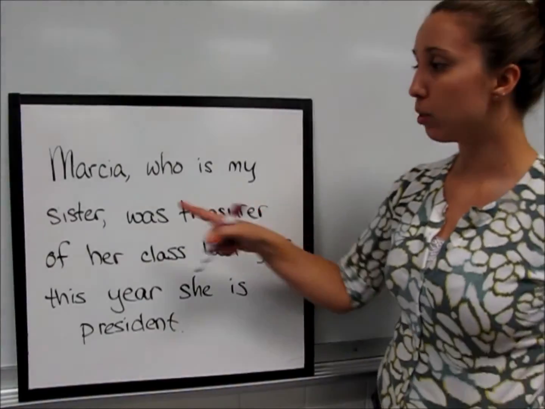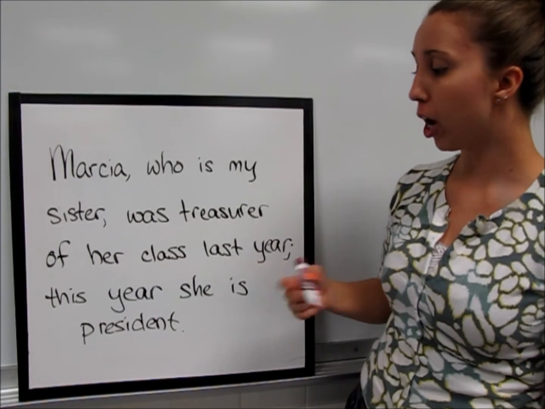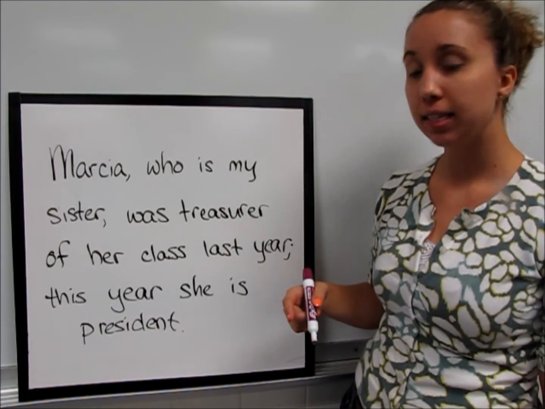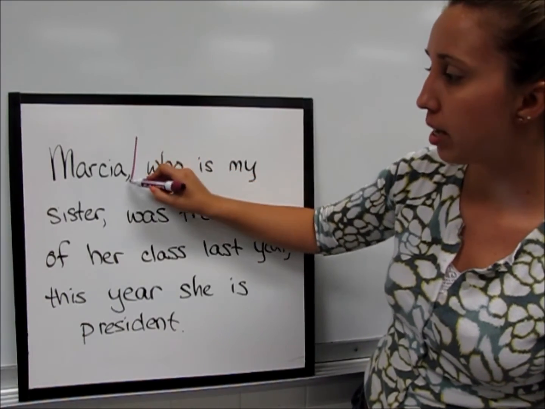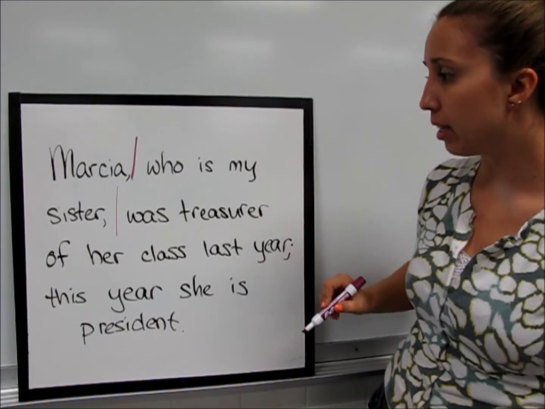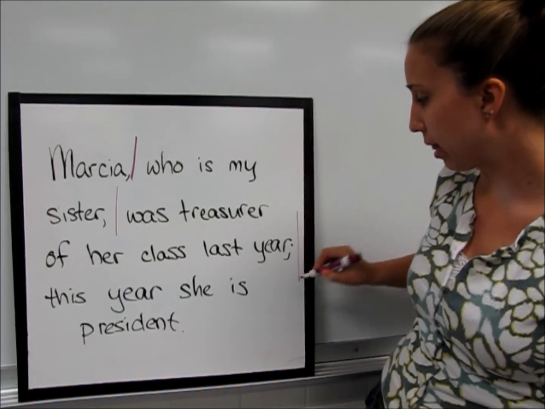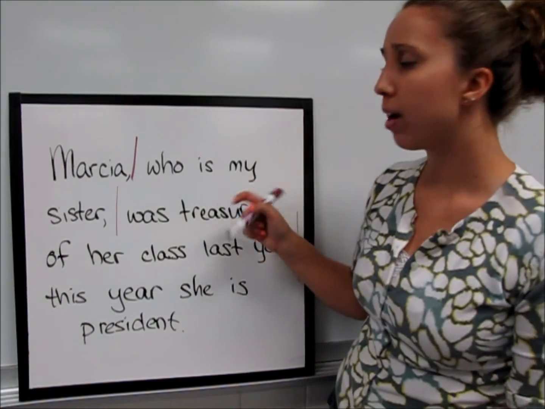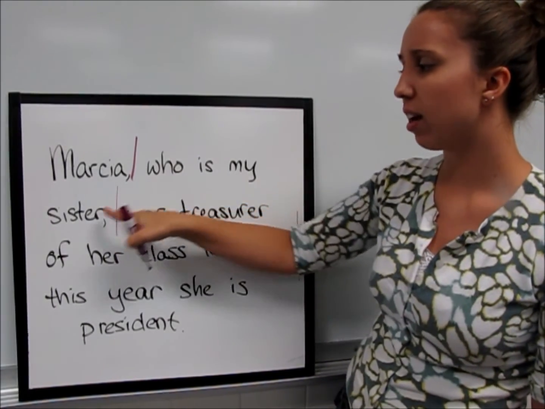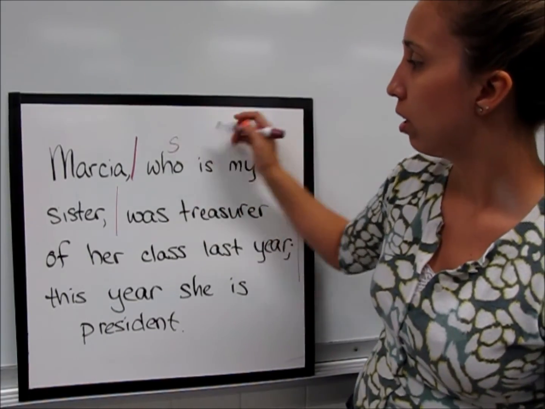In our last sentence, we're back with Marcia. So: Marcia, who is my sister, was treasurer of her class last year. This year, she is president. So let's go through. We have some commas here. So I'm going to draw my lines to kind of divide that up. And I'm also noticing the semicolon, so I'm going to draw my line to see those divisions. And I'm not going to start at the very beginning for this one because I see I'm kind of interrupted here. So who is my sister?